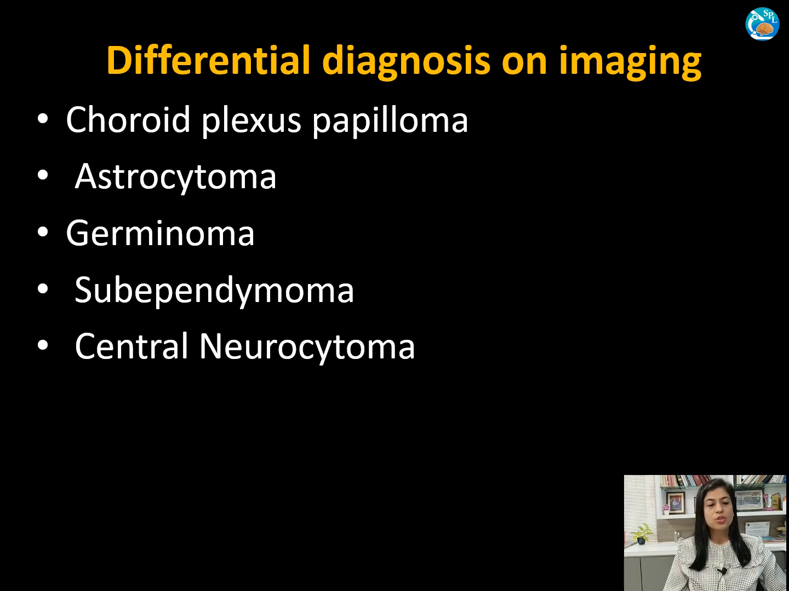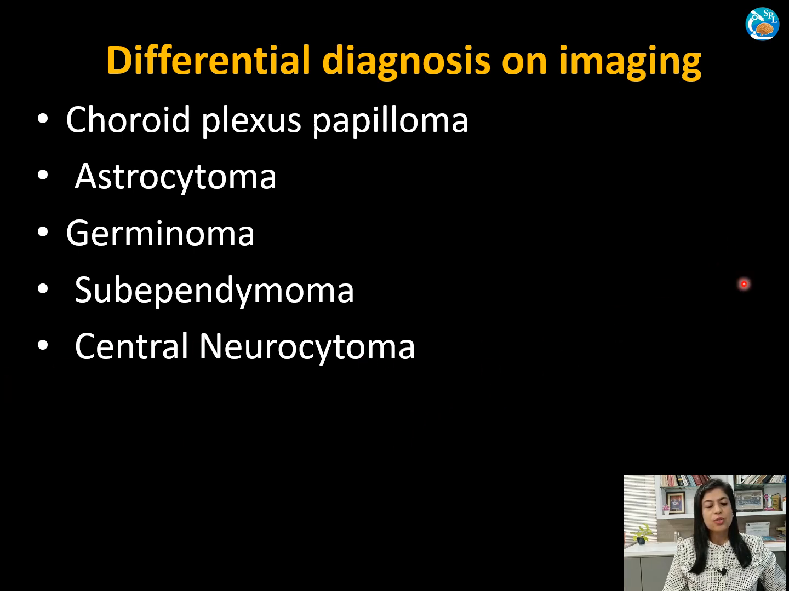Differential diagnosis on imaging. Choroid plexus papilloma is a differential diagnosis. It commonly occurs in the atrium of the lateral ventricle, and foramen of Monro is a rare site. Next is astrocytoma. Origin is septum pellucidum, fornices and medial basal ganglia. Next is germinoma. It hugs the midline, often arises near the third ventricle, and shows early CSF spread. Subependymoma is a tumor of middle-aged or elderly adults, and it is more common in the inferior fourth ventricle or the frontal horn of the lateral ventricle.